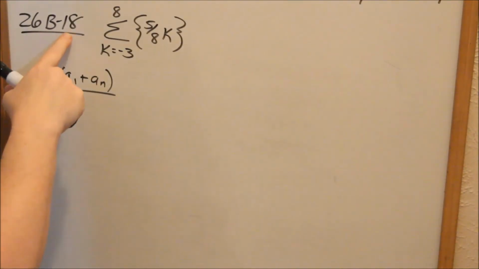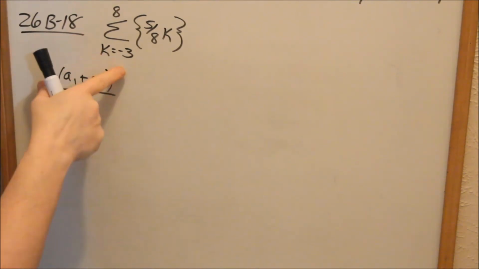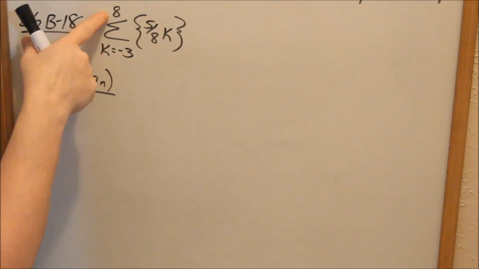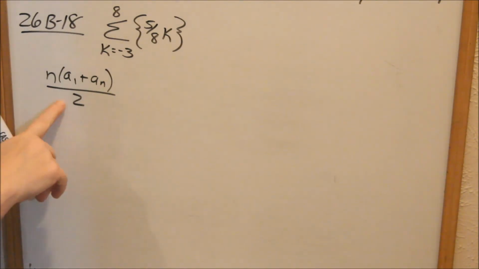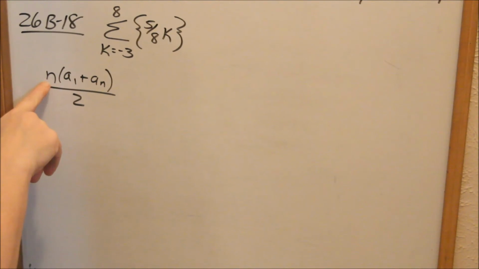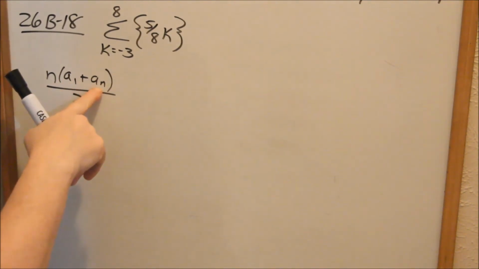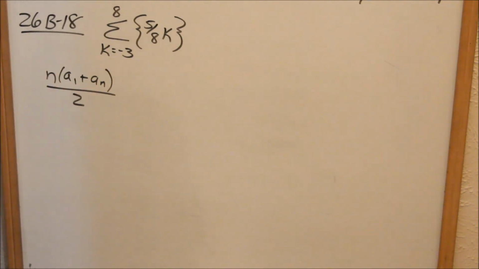Okay, we're doing 26b 18. We want to do the series from k equals -3 to 8 of 5/8 k. So we need to know how many terms are in the series first. We're going to use this formula. So I need to know the number of terms, I need to know the first term, and I need to know the last term.